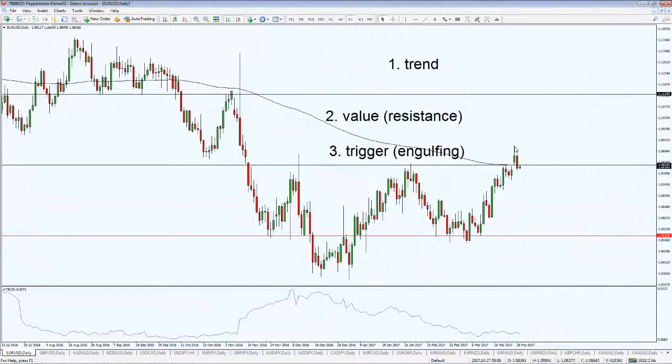Let's say I'm going short at this candle open, which is this green line over here. Just to walk you through.